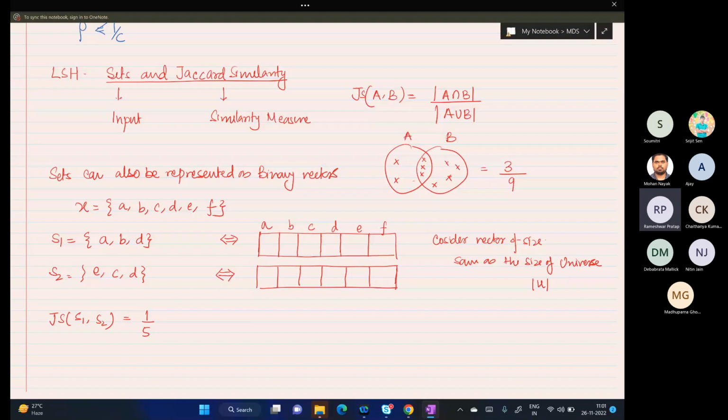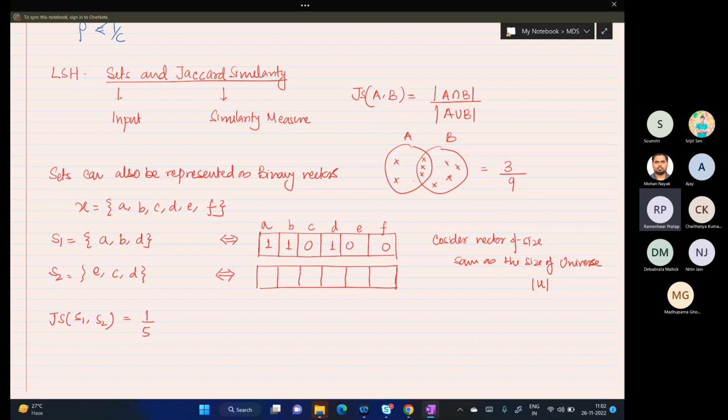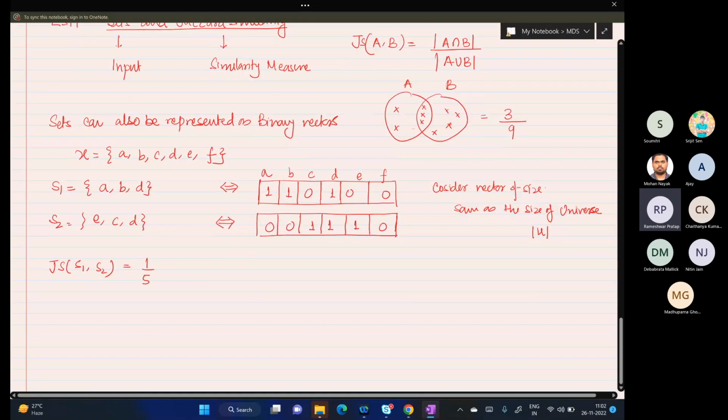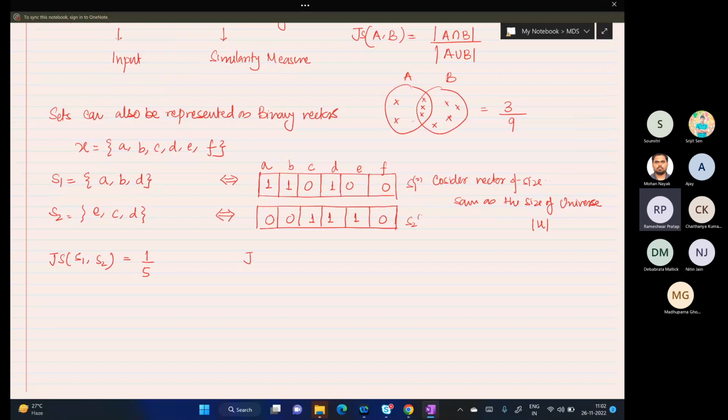Now, how do we represent this set S1? We see A, B, D are present, so we put 1 for A, B, D and 0 for the remaining. Similarly for E, C, D, we put E, C, D as 1 and the remaining as 0. Suppose I note these as S1O and S2O, their binary representations, although they are equivalent.